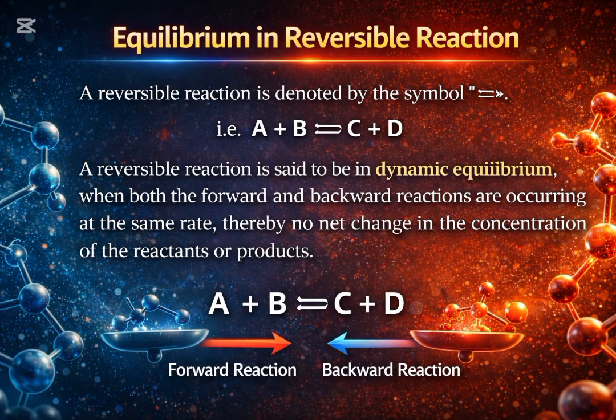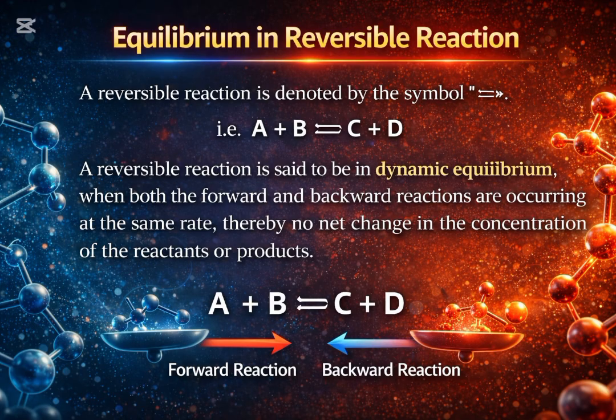Equilibrium in reversible reaction. Now, a reversible reaction is denoted by the symbol which is displayed in parentheses. If we have A plus B producing C and D, then the reversible symbol will be in between the reactants and the products. When we see that reversible symbol, which involves both forward and backward arrows, then that equation is a reversible reaction.